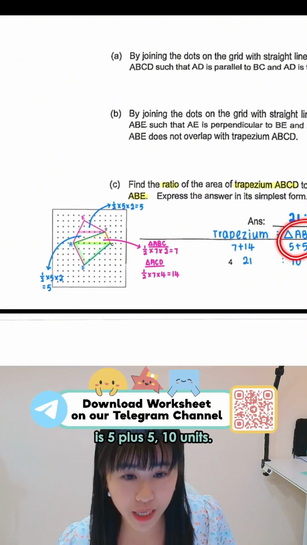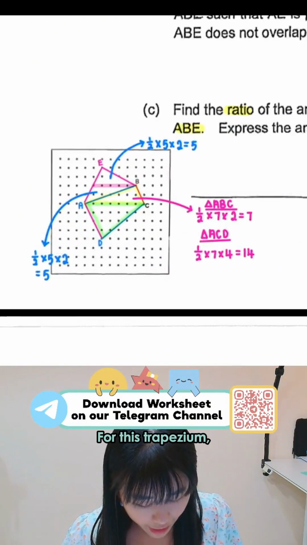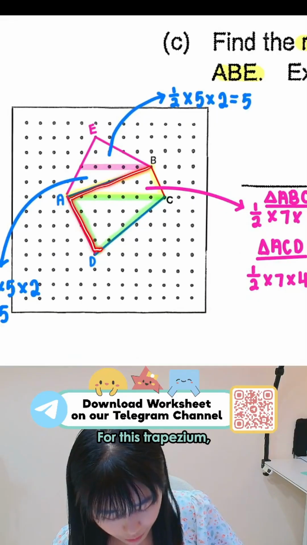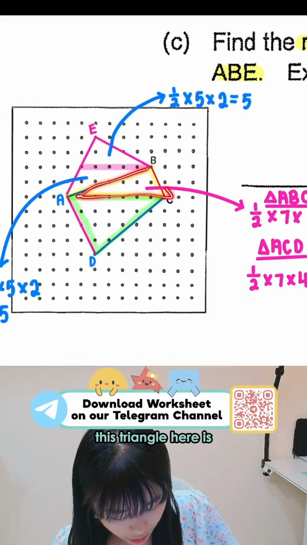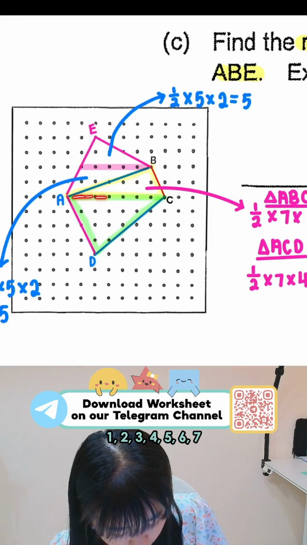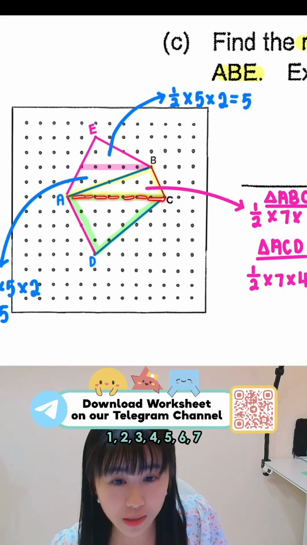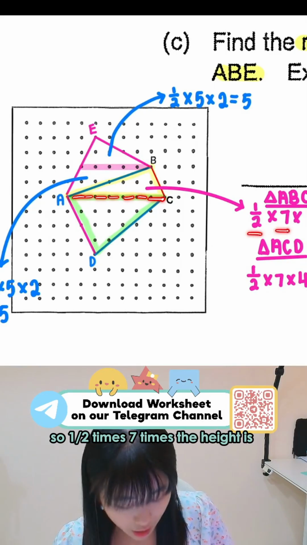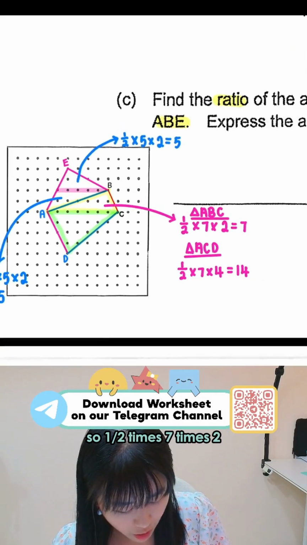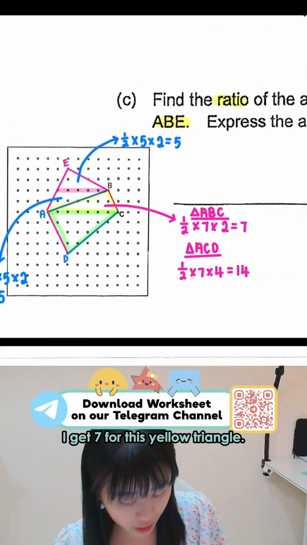Okay, triangle ABE is 5 plus 5, which is 10 units. Then for this trapezium, this triangle here has a base of 1, 2, 3, 4, 5, 6, 7. The base is 7, so half times 7 times the height, which is 2. Half times 7 times 2, I get 7 for this yellow triangle.